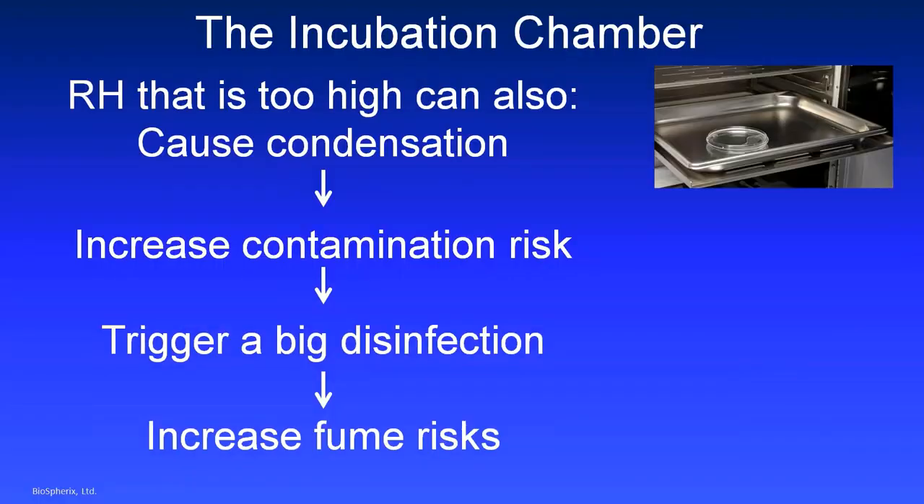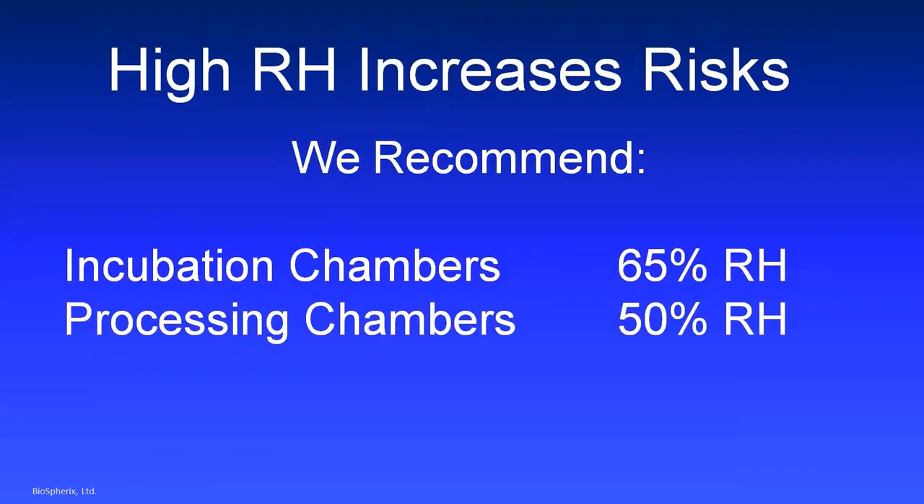Now, having RH that's too high can also set up a situation where you can get condensation on the inside of the Xvivo chamber. And then you're going to need to do a big clean because it's a contamination risk to have beads of water all over the place. And that will trigger a big disinfection and that will increase fume risks to your process. So you have to change out all the gases and you don't want to do that. So if you keep the humidity under control, you can limit this kind of risk to your process. So again, we recommend incubation chambers at 65% RH and processing chambers at 50% RH.